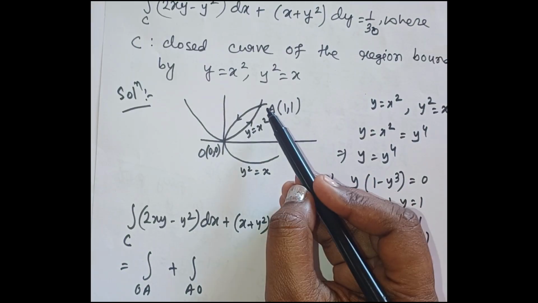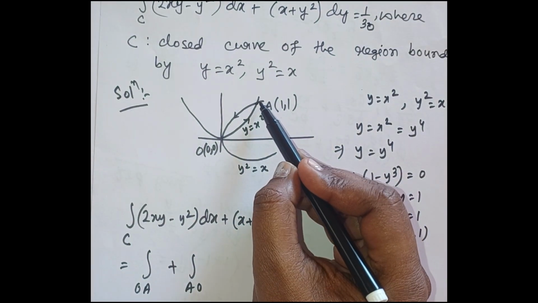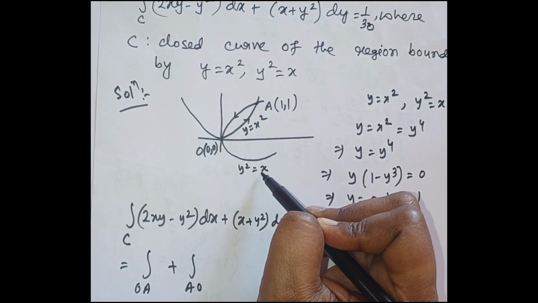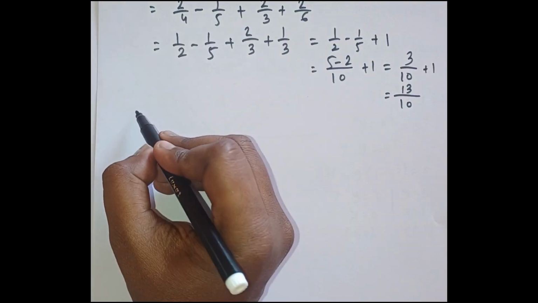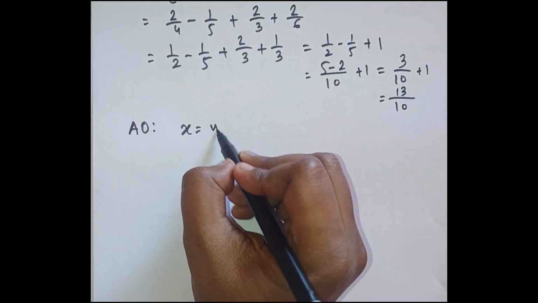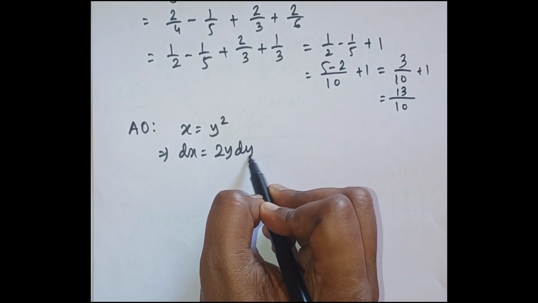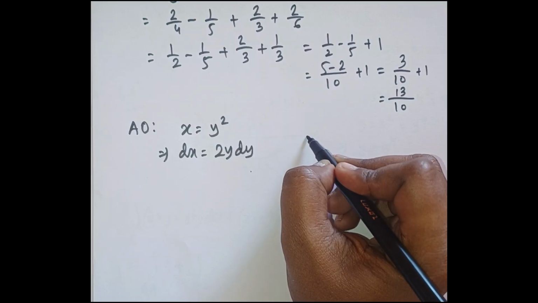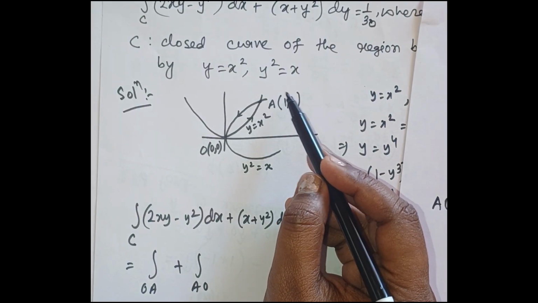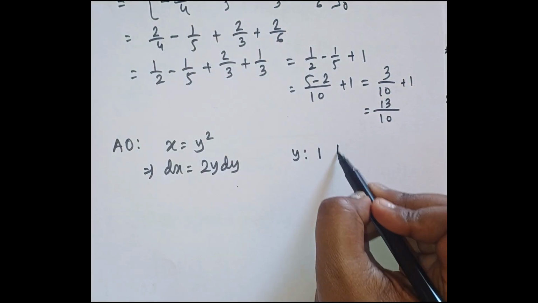Now we have to do the second part, A to O. For the second part, A to O, you can see that the equation of the curve is x equals y square, and y going from 1 to 0. So for A to O, the equation is x equals y square, then dx equals 2y dy, and y going from 1 to 0, because we are going from A to O in this direction. So y will be 1 to 0.